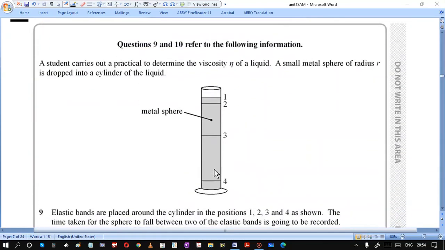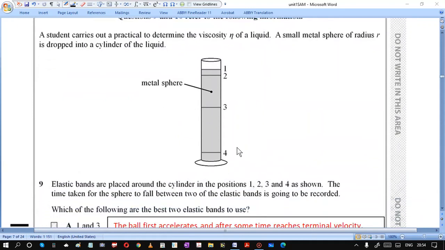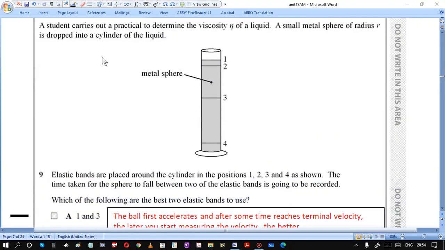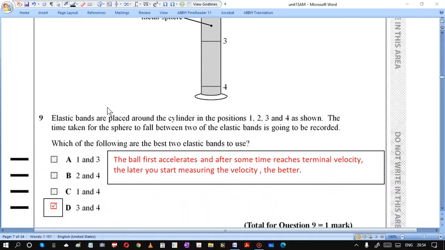Questions 9 and 10 refer to the following information. A student carries out a practical to determine the viscosity theta of a liquid. A small metal sphere of radius r is dropped into the cylinder of the liquid. When we drop the ball, first it moves with acceleration and then it reaches terminal speed. Okay, let's see what question we have.